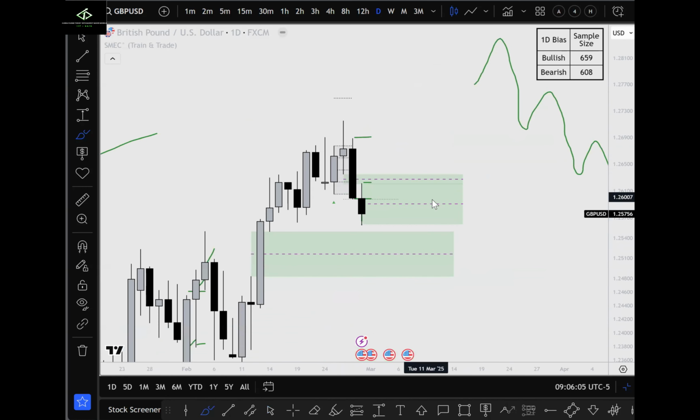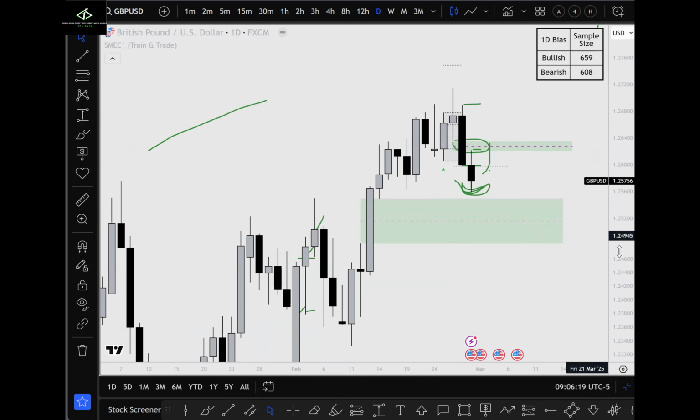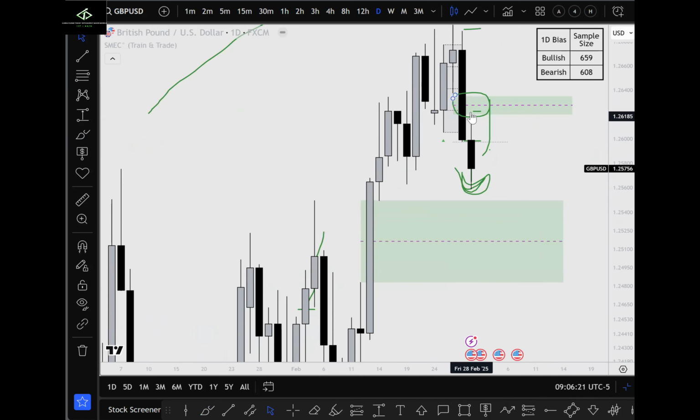So typically, we don't want to see this get back up in here. Also, think about it from this lens. If it comes back up all the way over here, it might actually start to look a little bit bullish, because it looks like maybe a swing low has formed. So ideally, Friday's candle high does not get traded into, but we'll see.